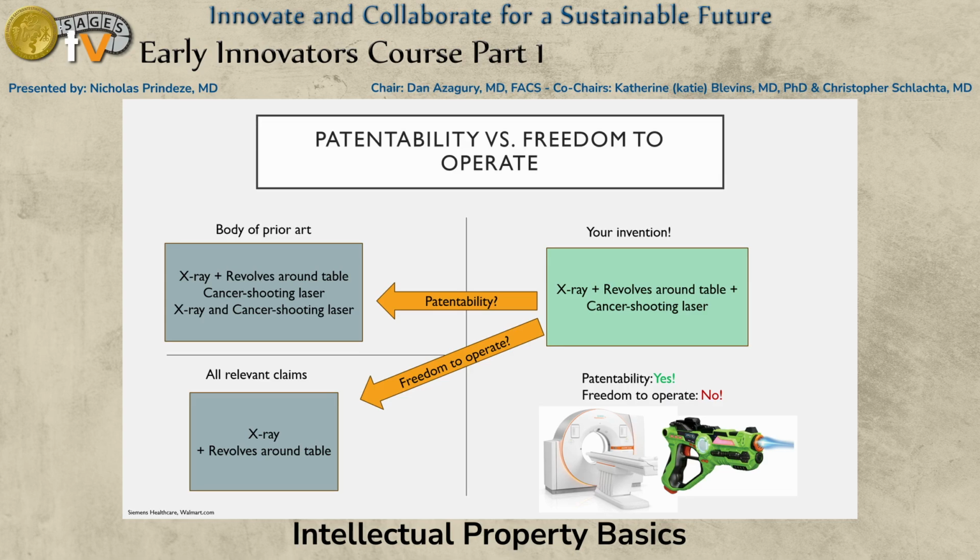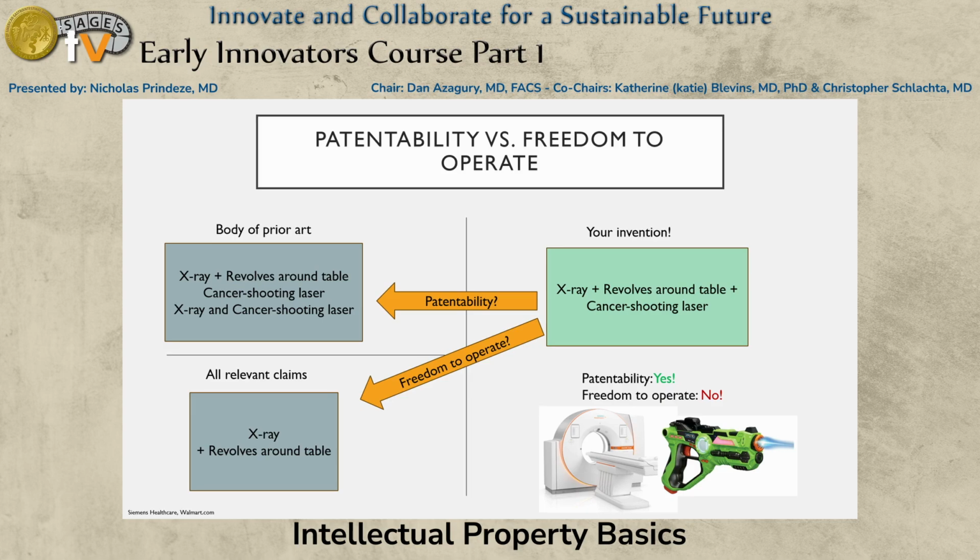So I know this is a little bit confusing, but I gave it something that might be a little bit more understandable. So let's say your device is an X-ray that revolves around a table and has a cancer-shooting laser on it. Now, the body of prior art has things like an X-ray that revolves around a table, sounds like a CT scanner. Maybe you also see that there is a cancer-shooting laser, and there's an X-ray and a cancer-shooting laser combination, but you don't see your combination, which is A plus B plus C. So that is patentable.